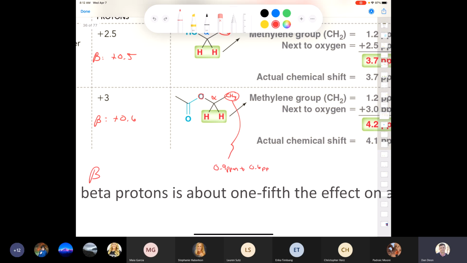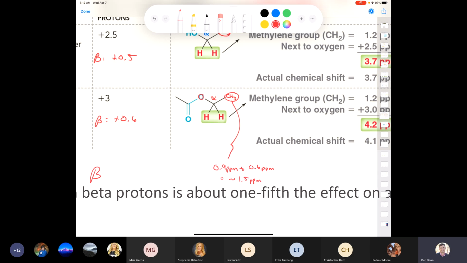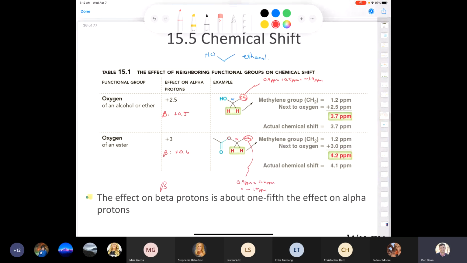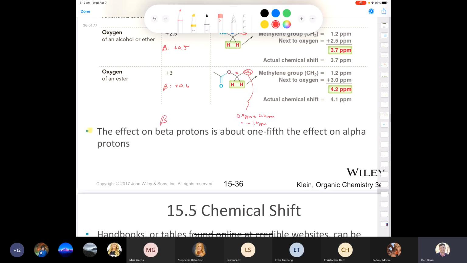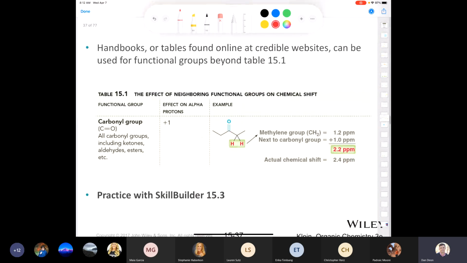Oops, not ppp, ppm, and I end up with approximately 1.5 parts per million. You will not be given this table on your quizzes or any exams. So it is wise for you to memorize this table. And the more practice that you get, the more confident you're going to become in your memorization of this table.